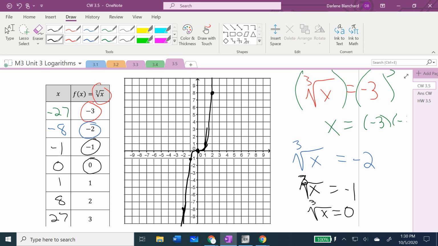Alec, no. No, 2 to the x is a very different graph.